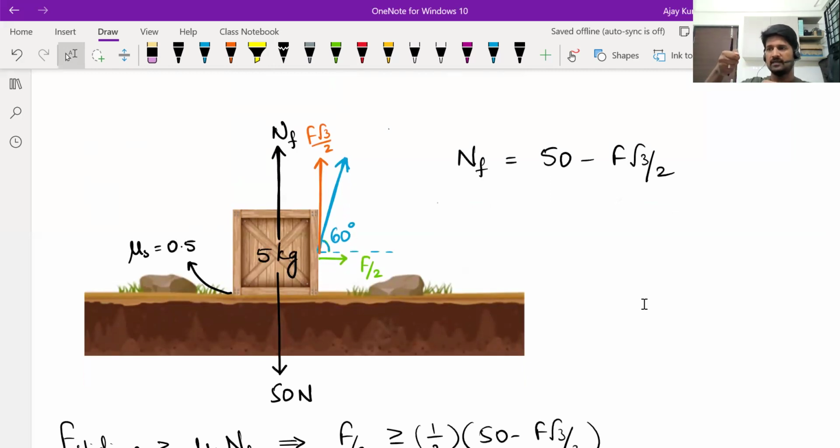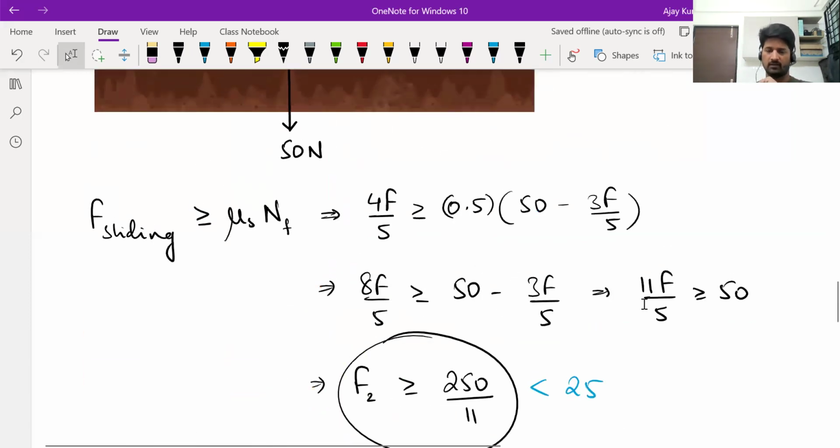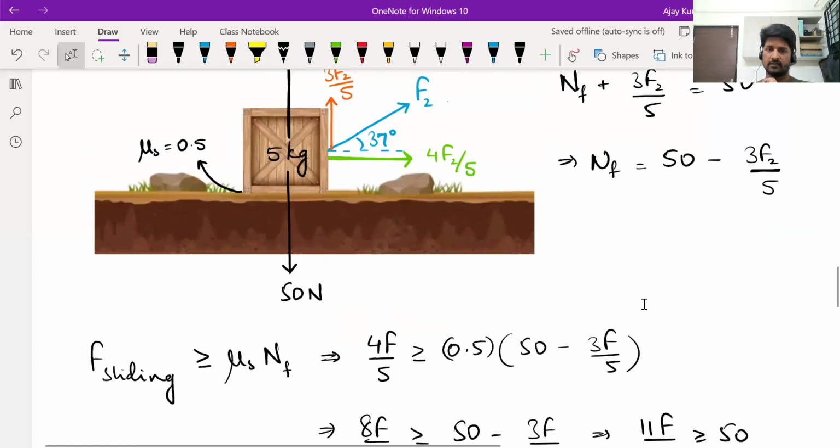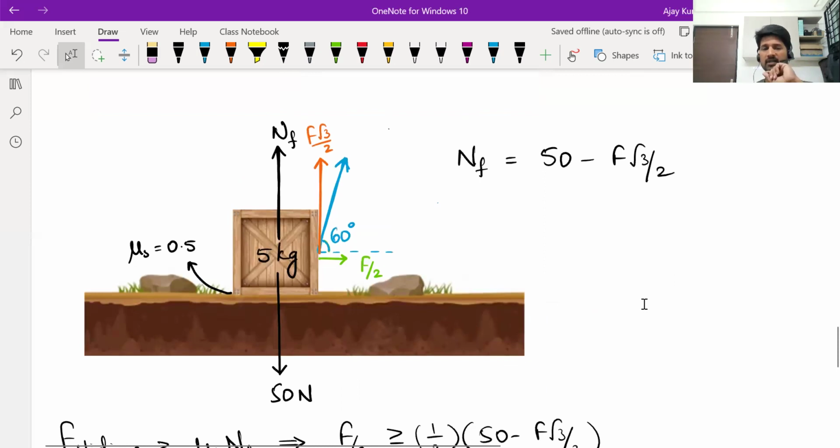But as we increased the angle, the required effort decreased, because we know that at 37 degrees it required a lesser amount of force to slide the block. Okay, 250 by 11 only at 37 degrees. But if you go on changing the angle, at some point it again starts to increase. The effort needed to slide the block again starts to increase.